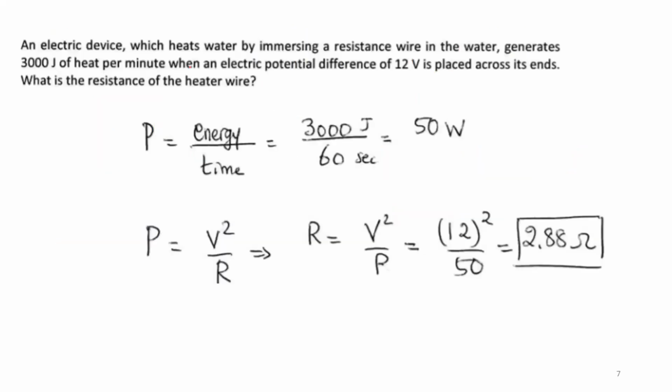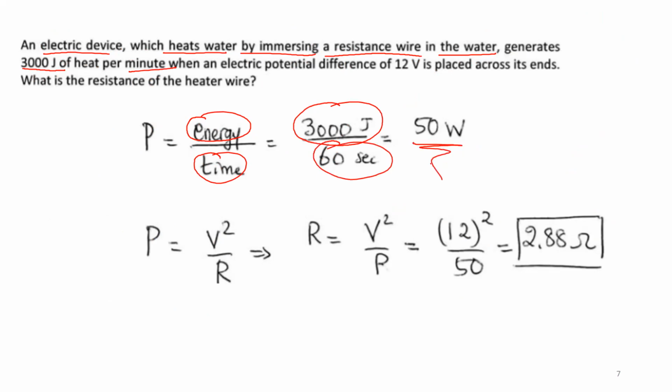Next question, same problem. I have an electric device which heats water by immersing a resistance wire in water. So it generates 3000 joule of heat per minute. So I'm giving you the power. Power is energy divided by time. 3000 joule divided by 1 minute, 60 seconds. So I have a power of 50 watts.